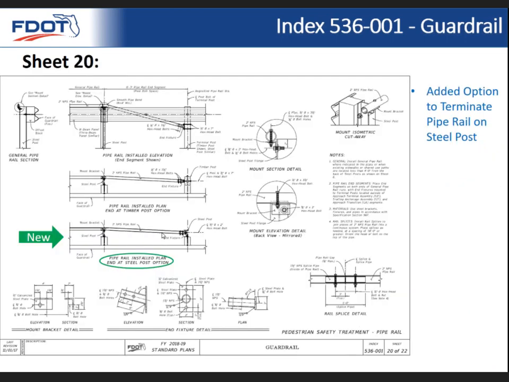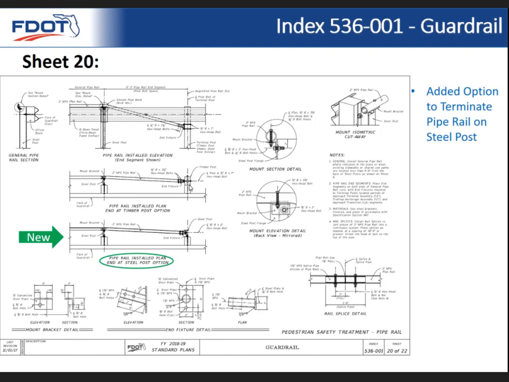And then the last point we're going to mention for guardrail is we've added the ability to terminate the pipe rail on a steel post. In the past, I think the assumption was that the purpose of the pipe rail is to provide some degree of protection for pedestrians and bicyclists when a sidewalk or shared use path is within 4 feet of the back of a steel post, because there could be some sharp edges on the steel flanges. And so the idea is that in an urban area, typically you would end with a timber post approach terminal, and then you don't need the steel pipe rail, so you go ahead and terminate on a timber post.